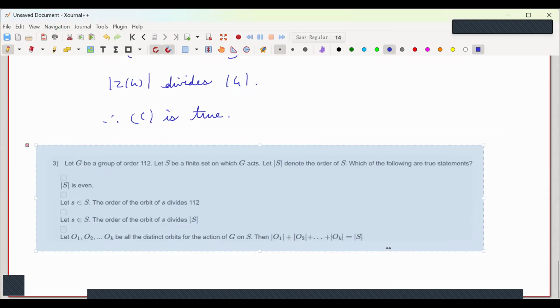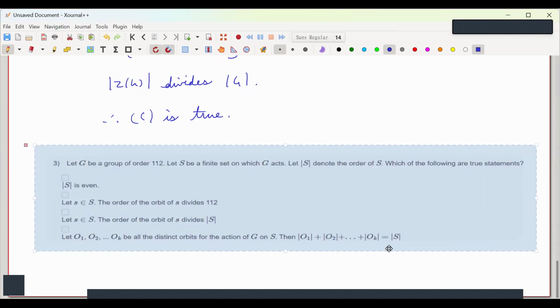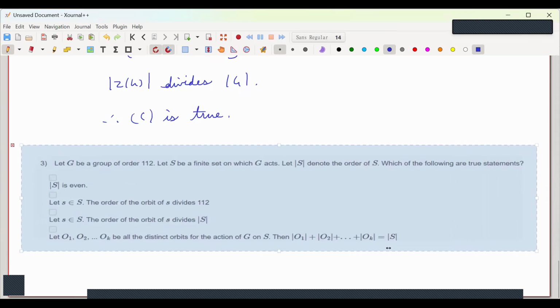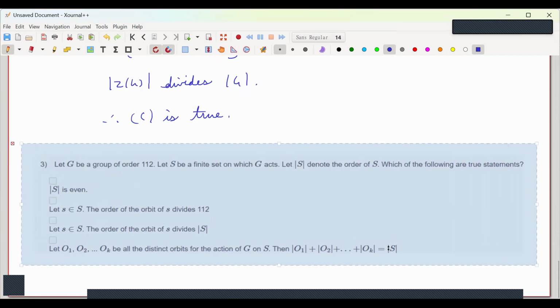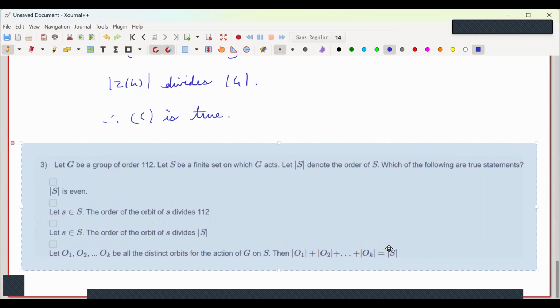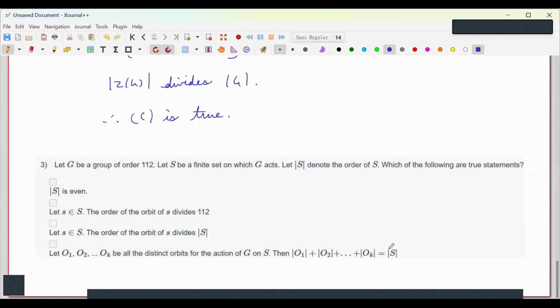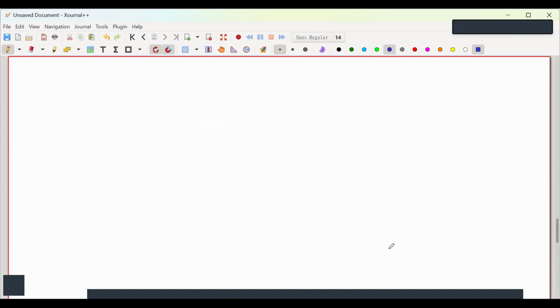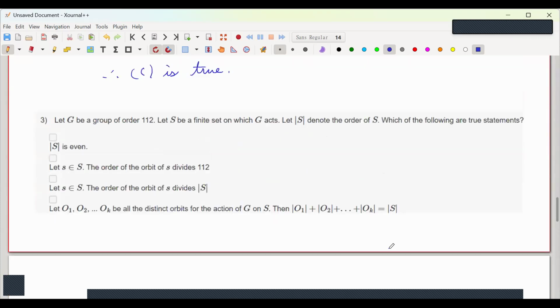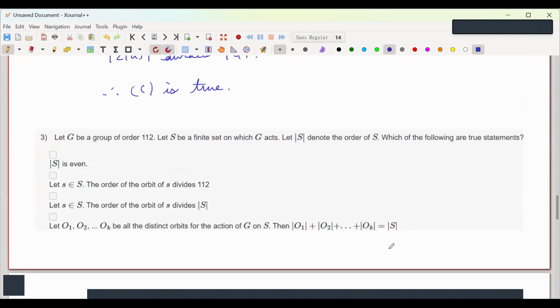Let G be a group of order 112 and S be a finite set on which G acts. The symbol |S| denotes the order of S. Which of the following are true statements? The first one says the order of S must be even. Is it true?